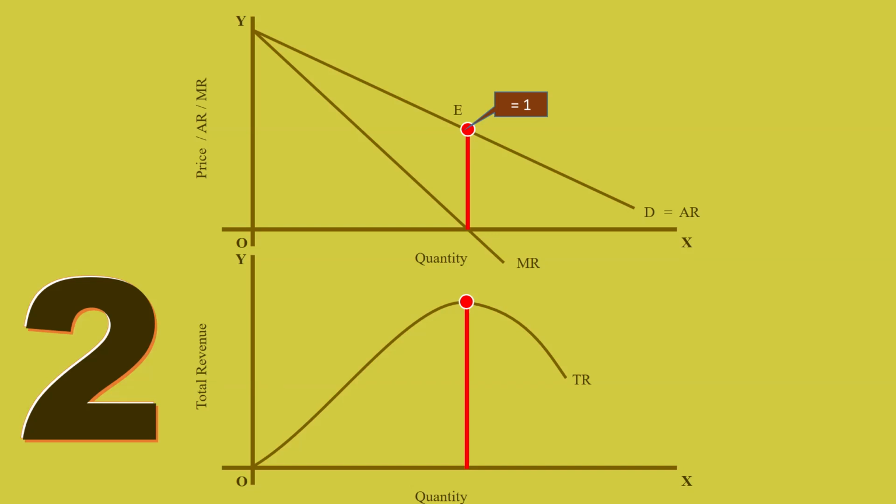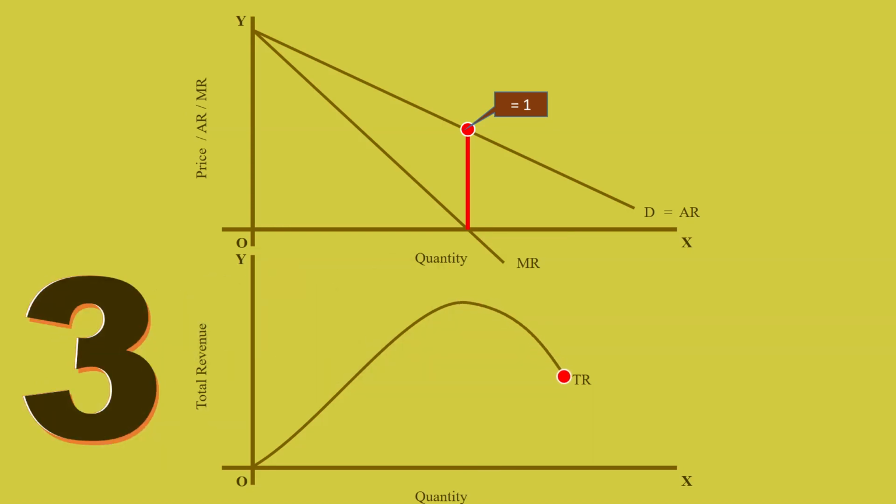2. The maximum point of total revenue corresponds to point E on the average revenue curve where elasticity is unitary. So, when total revenue is maximum, the elasticity of the good is equal to 1. 3. The falling part of total revenue curve corresponds to that segment of average revenue curve where elasticity is less than 1. So, we can say when total revenue is decreasing, the product commands relatively inelastic demand.